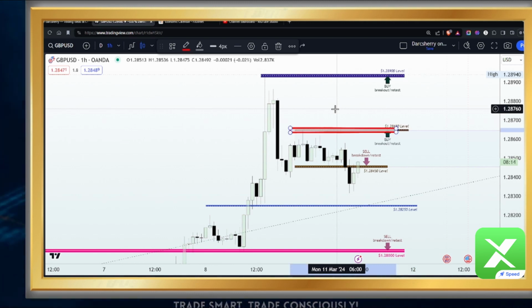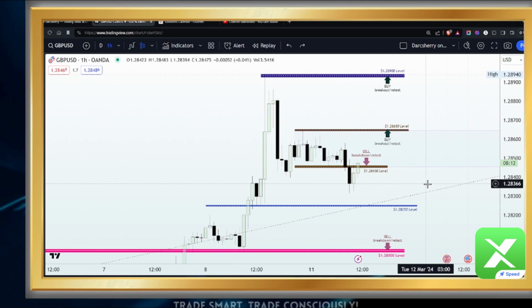So I encourage us all to mark out these levels and trend lines on our chart, as we will be needing them as a reference point to guide our independent trading decisions for today.